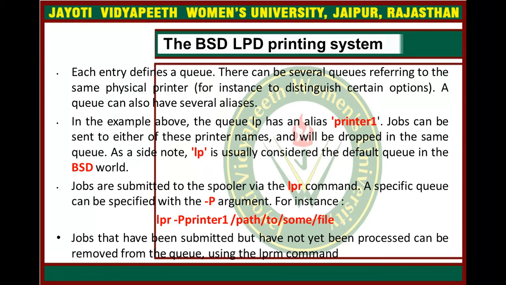The jobs are submitted to the spooler via the lpr command. The specific queue can be specified with the -P argument, for instance lpr -Pprinter1 followed by the path to some file. Jobs that have been submitted but have not yet been processed can be removed from the queue using the lprm command.